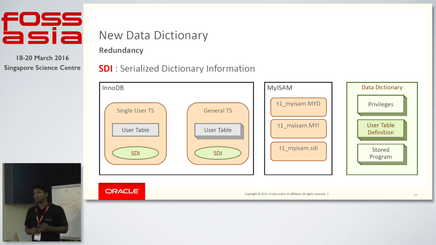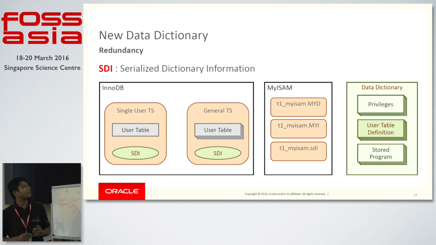I talked about redundancy in the data dictionary. So this is how the data dictionary provides redundancy. For every table you create, the data dictionary creates a .sdi file, which is serialized dictionary information. This is a user readable file in JSON format. For InnoDB, these files are stored inside tablespaces. For other engines, it is stored in normal files. So all the information in the data dictionary is present here also. In case of a server crash, these files can be imported into the server and your tables are ready to use again.